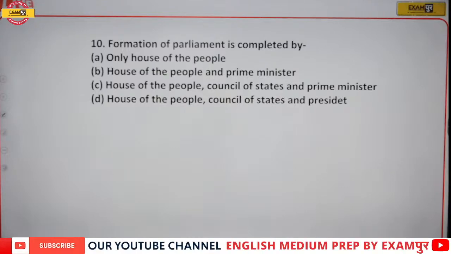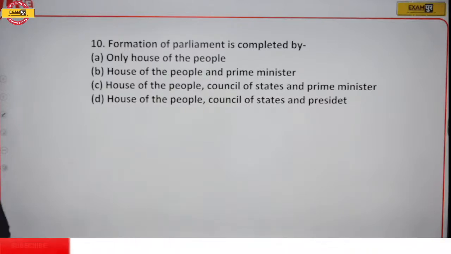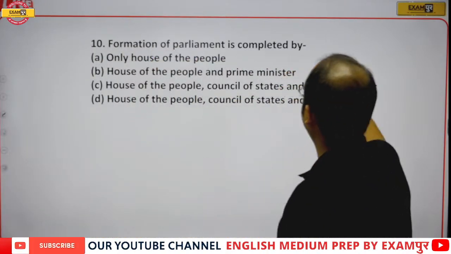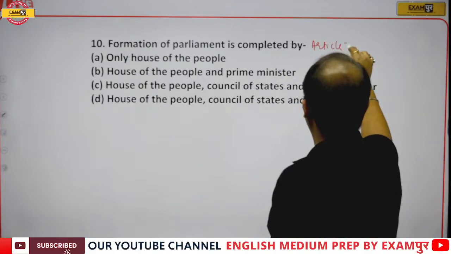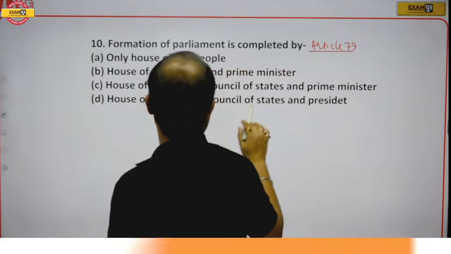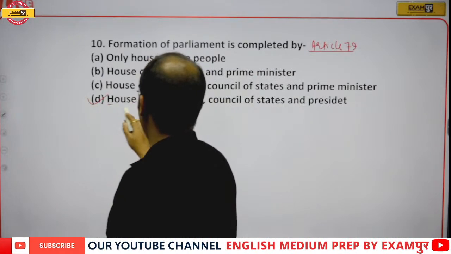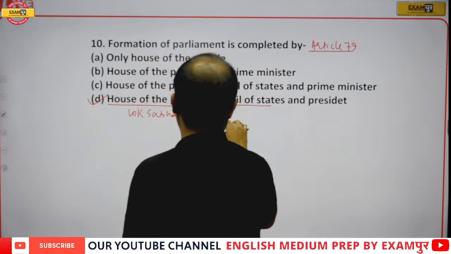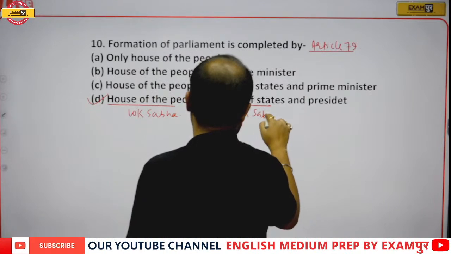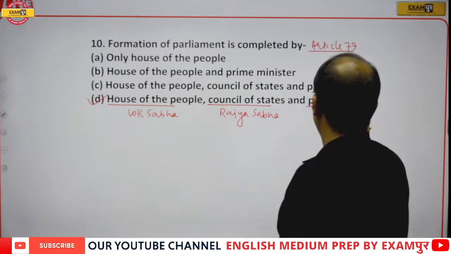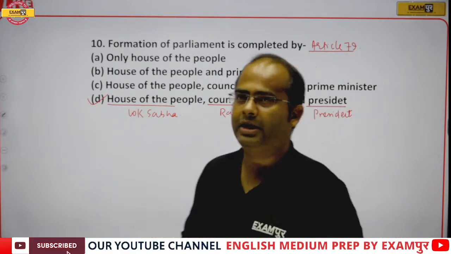Now guys, let's come to the next question. The next question before you is a very simple question, guys. The formation of parliament is completed by... very easy, if you have read article 79, then it will be easy for you to remember. Article 79: the House of People, Council of State and the President. So House of People, that is Lok Sabha, Council of State, that is Rajya Sabha, and then the President. So President, Rajya Sabha, Lok Sabha, that is defined in article 79.